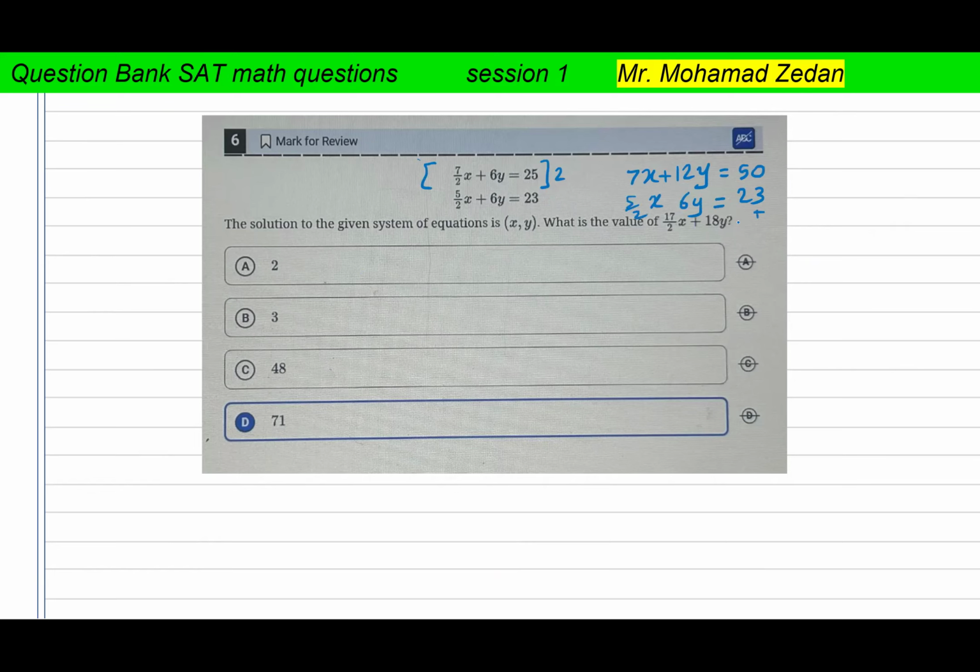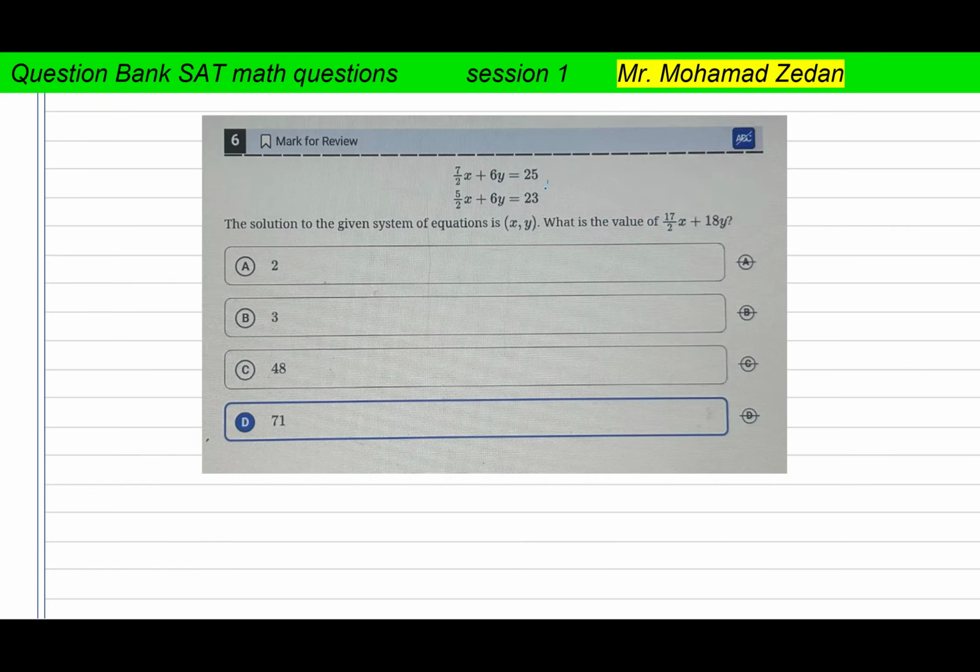Just try to add. So 7 plus 5 over 2, no, 7 plus 2.5 is not 17 over 2. Okay, so 14 plus 5, this sum is 19 over 2. No. So try the other one.